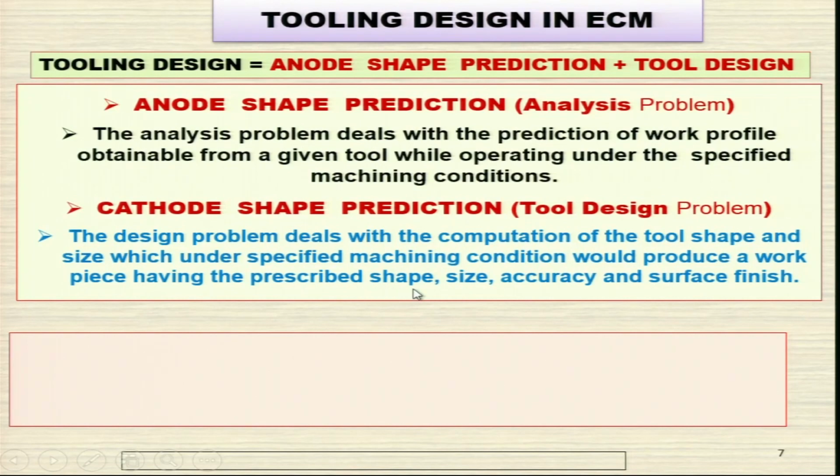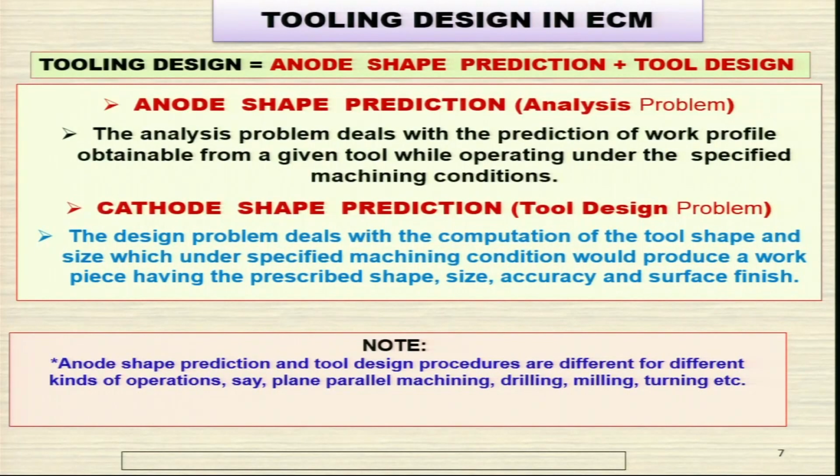So, to obtain the desired workpiece, you need to have the tool design first, then optimization of the machining conditions, and only then perform the machining operation. Otherwise, you may not get the desired accuracy, tolerances and surface finish on the machined workpiece.